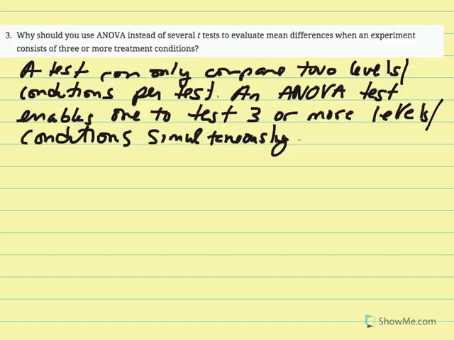And so every time we conduct a t-test, we have a different alpha level. And so doing separate tests increases the probability of engaging in type 1. When we conduct an ANOVA, all of those conditions are combined and tested simultaneously, so we have one set alpha.